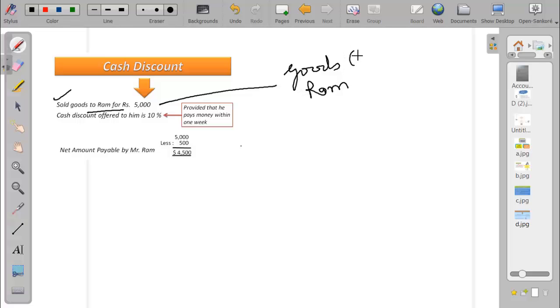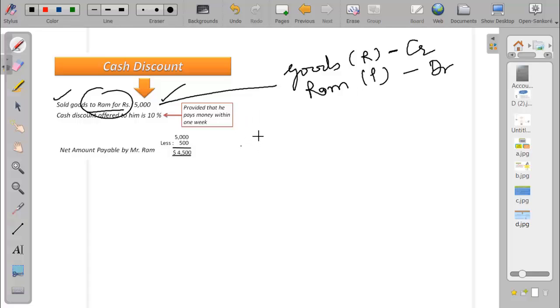Now see, goods is what? Real. Ram is what? Personal. Now what is the rule of real account? Debit what comes in, credit what goes out. As we are selling the goods, goods are gone from the business. So credit what goes out, and goods is credited, so obviously Ram will be debited. Because Ram is personal, and personal account says debit the receiver. We sold goods to Ram, it means Ram is receiving the goods, so debit the receiver. Agree? Now see what entry we will pass.